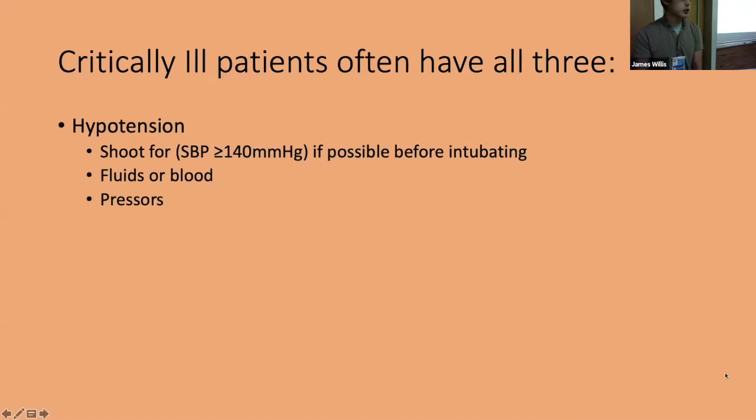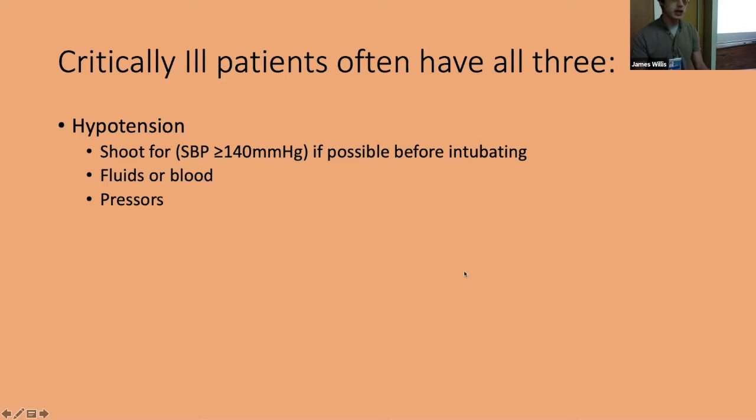For hypotension, it's important to stabilize the blood pressure prior to and during intubation. These induction agents can drop blood pressure. You're also changing the patient to positive pressure ventilation, which can further decrease their venous return. And paralytics take longer to work in a shock state, since their efficacy is often cardiac output dependent. So you want to shoot for a systolic blood pressure of at least 140 if possible before intubating. You can start with fluids, or in trauma cases, blood.